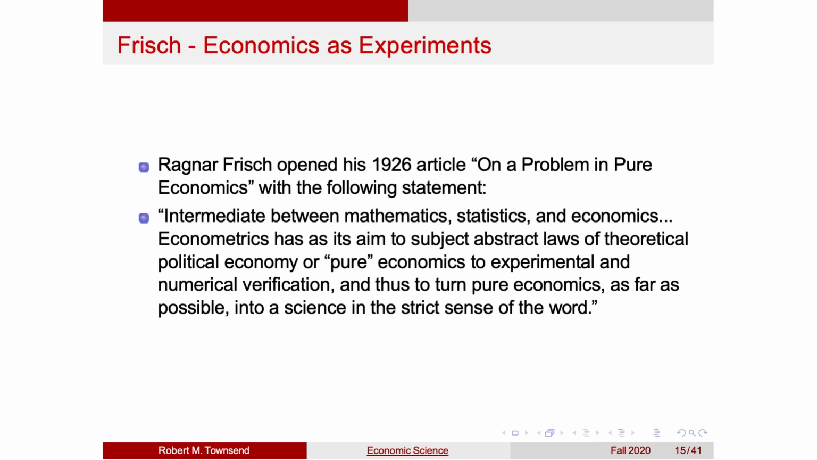Frisch opened his lecture in 1926 with an article entitled "On a Problem in Pure Economics." And to quote him, he said, "Intermediate between mathematics, statistics, and economics, econometrics," he kind of invented the term, "has its aim to subject abstract laws of theoretical political economy or pure economics to experimental or numerical validation, and thus to turn pure economics as far as possible into a science in the strictest sense of the word."